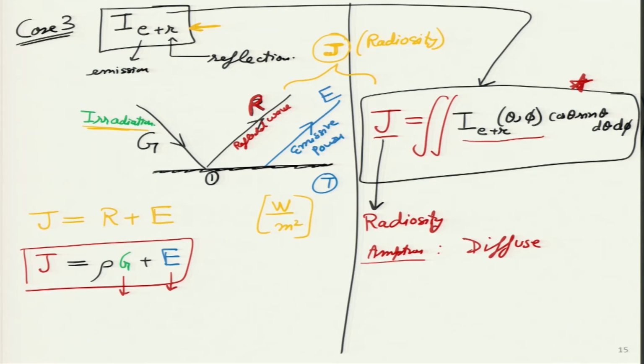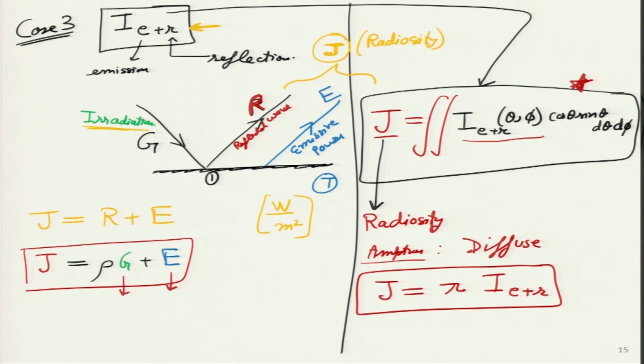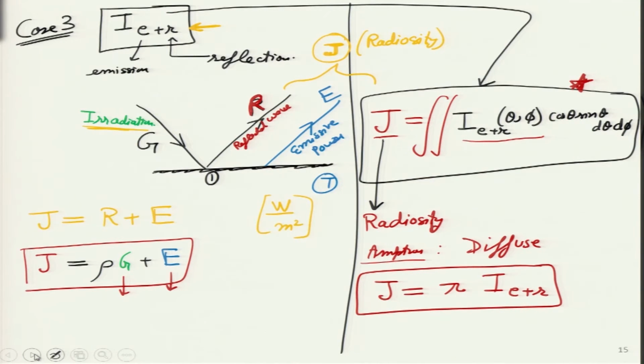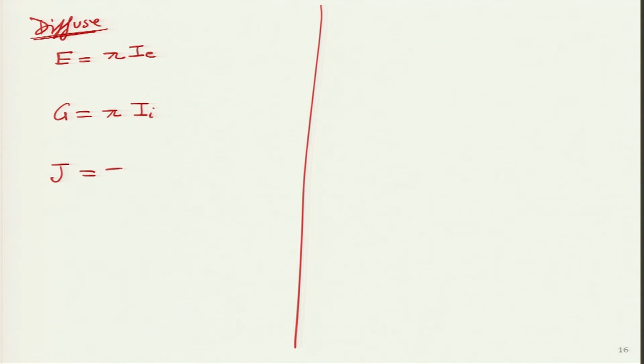radiation is taking place, can I simply write J equals pi I_{E+R}, like I have done earlier, going back over here. This is this particular assumption over here and this particular assumption over here. If I do that, I may generalize these three equations and write, for the diffuse case: in the first case, we get I equals I_E. For the incident case, we get G equals pi I_I. For the radiosity case, we get J equals pi I_{E+R}.